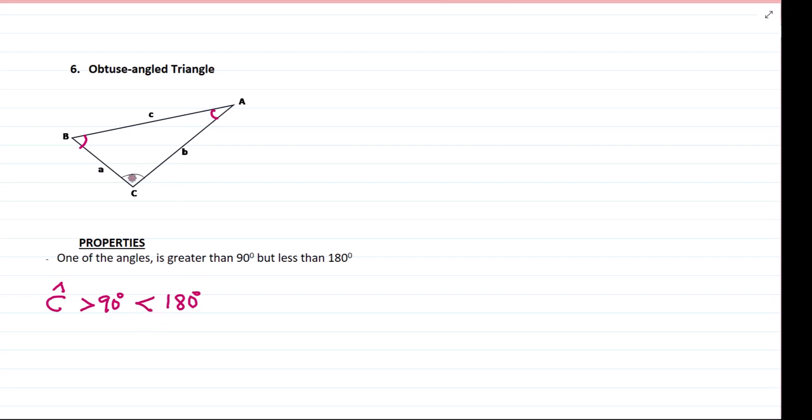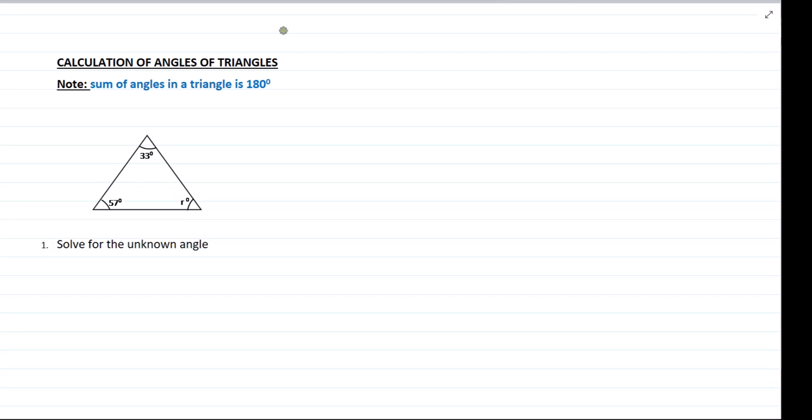And as you can see, when we do constructions, you are going to see this in a clear manner. But then let's just work with this. We are drawing not to scale, but you have an idea of what I'm talking about. So just know the properties right now, and then we'll solve the questions. This is not a construction lesson. So one of the angles is greater than 90 degrees, but less than 180 degrees. Calculation of angles of triangles.